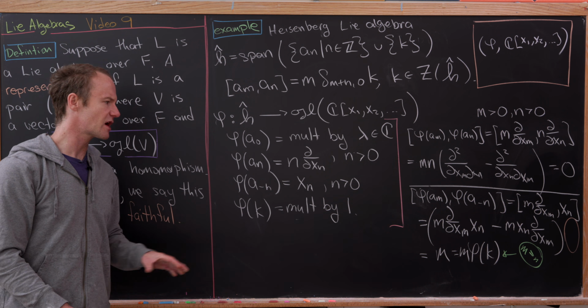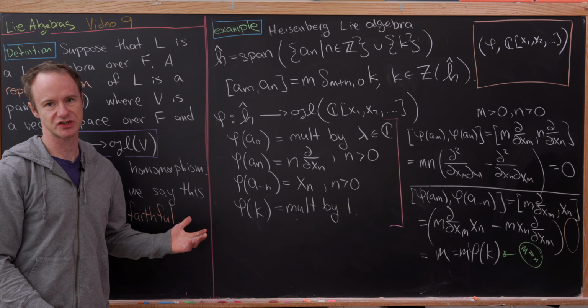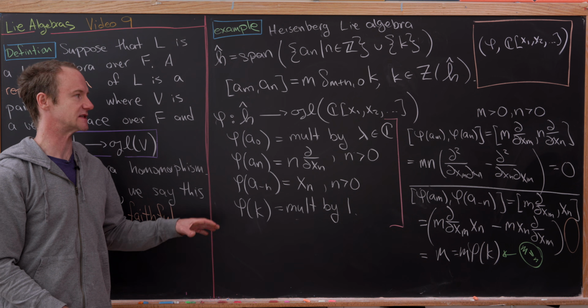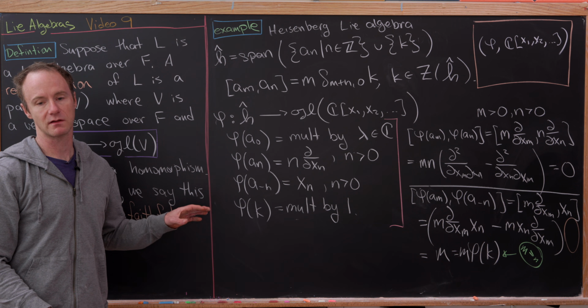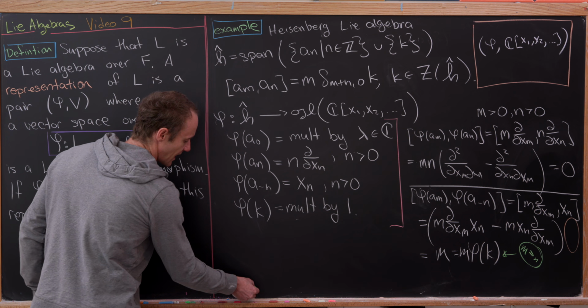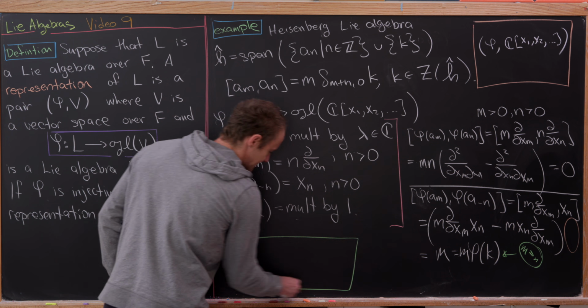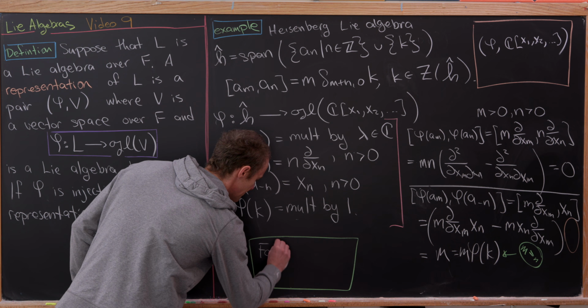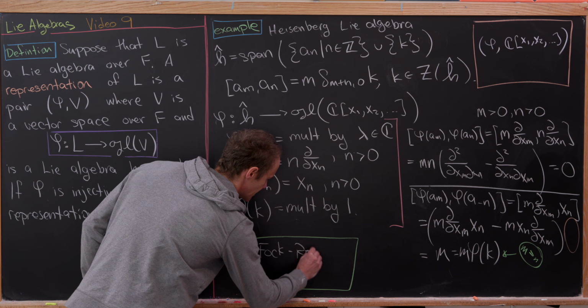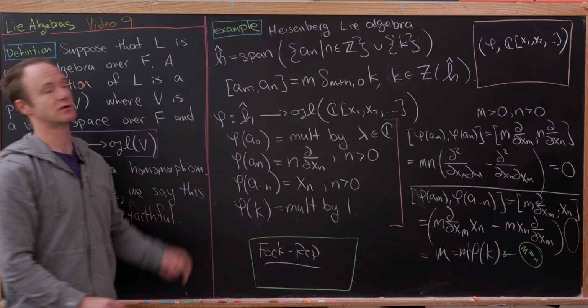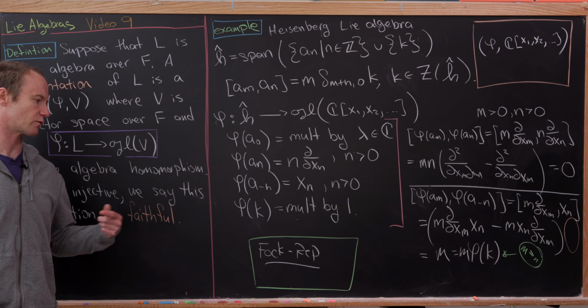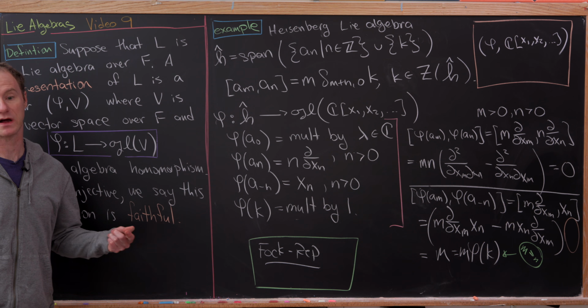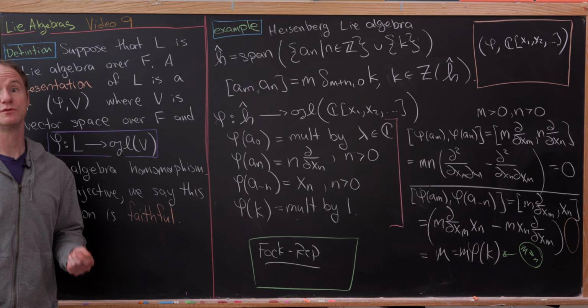And then, well, there are a couple of other bracket relations to check that this is a Lie algebra homomorphism, but I'll let you guys do that. And then maybe before we leave this example, I'd like to just mention that this is the so-called Fock representation of this Heisenberg Lie algebra, which is a really important representation inside of quantum mechanics. Okay, so let's move on.